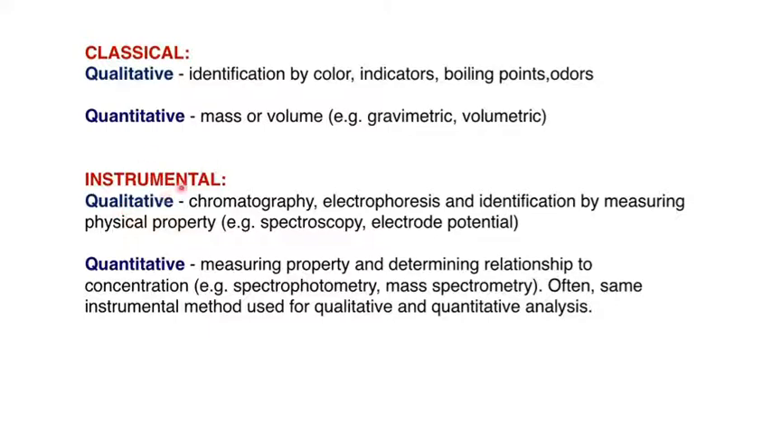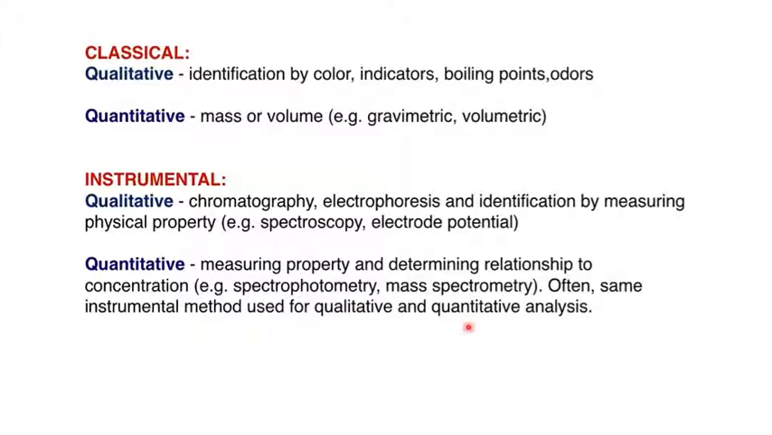Then, okay, so instrumental, qualitative: chromatography, electrophoresis, and identification by measuring the physical properties. So, for example, spectroscopy and electropotential. Then quantitative, so measuring the property and determining the relationship to concentration. So, for example, spectrophotometry, mass spectrometry, and so on. And often the same instrumental method is used for qualitative and quantitative analysis.